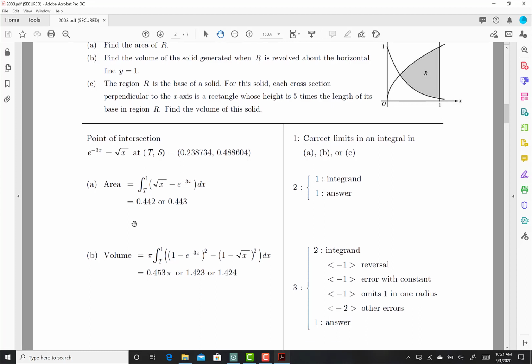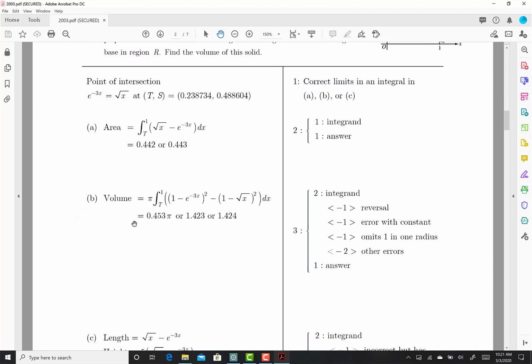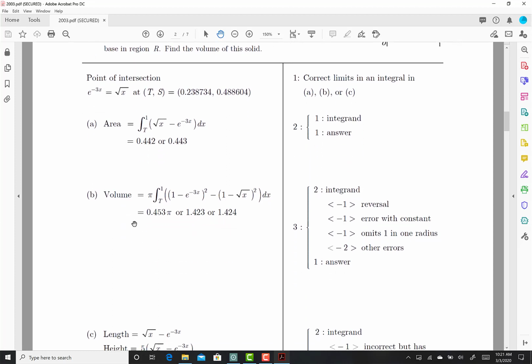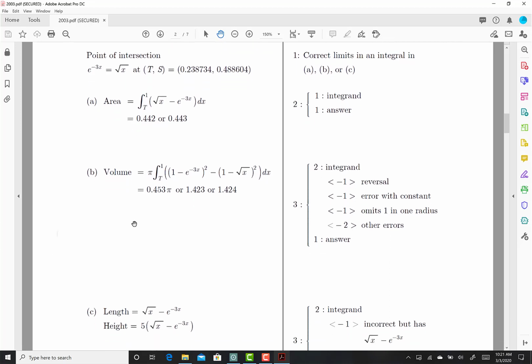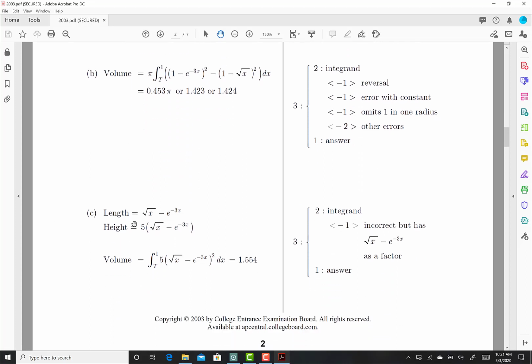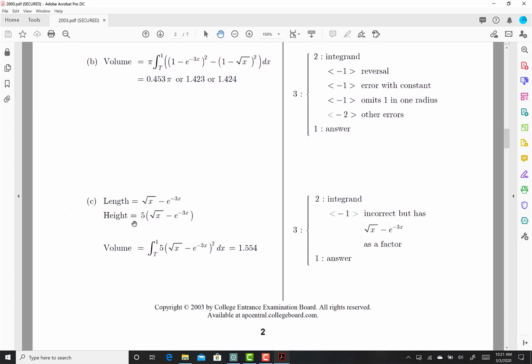Note, look at this. Number 1, correct limits on the integral a, b, and c. They use the letter t. Man, that's lame. Why did they use the letter t? Who knows? Let's see, letter b. Did we get, they put it in terms of pi and in terms of decimal. 0.453 pi or 1.423 or 1.424. Did we get that? And then they give 1 point for reversal if you messed up with the ones or whatever. No big deal.